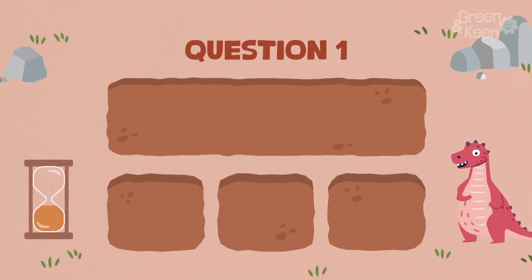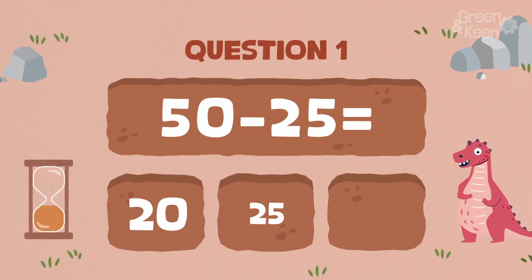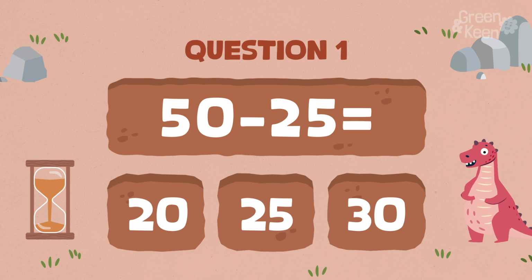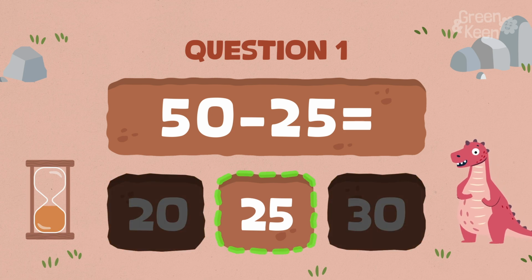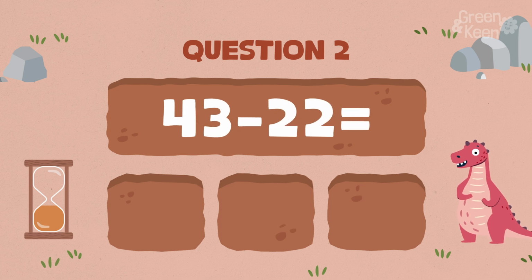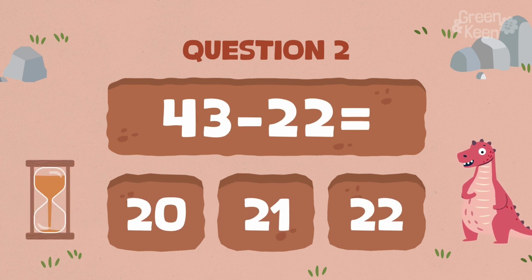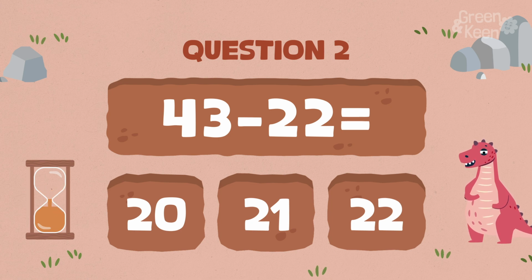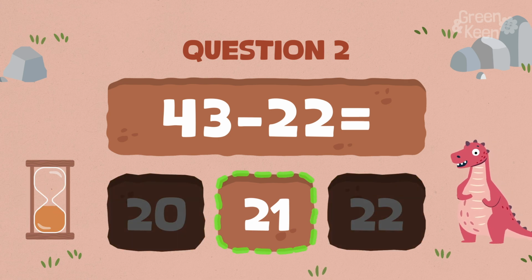Question number 1. 50 minus 25 equals... The answer is 25. Question number 2. 43 minus 22 equals... The answer is 21.